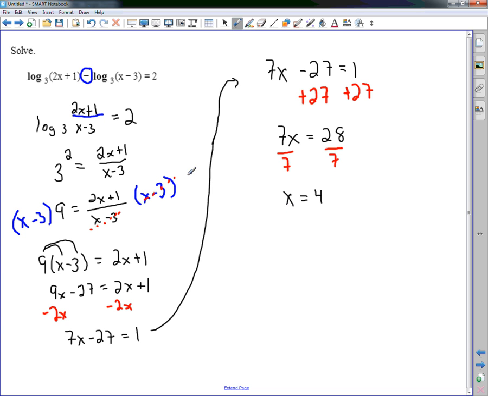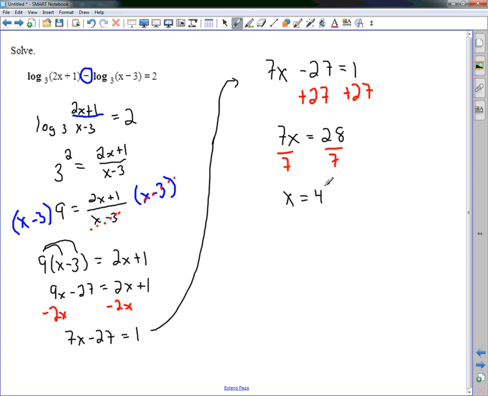So you can see that at the beginning of the problem, we used our property of logarithms to get it down to a single log. And then we took our single log, converted into exponential notation just to get the log out of the problem. Then from here on out, it was using our tools from solving equations before.